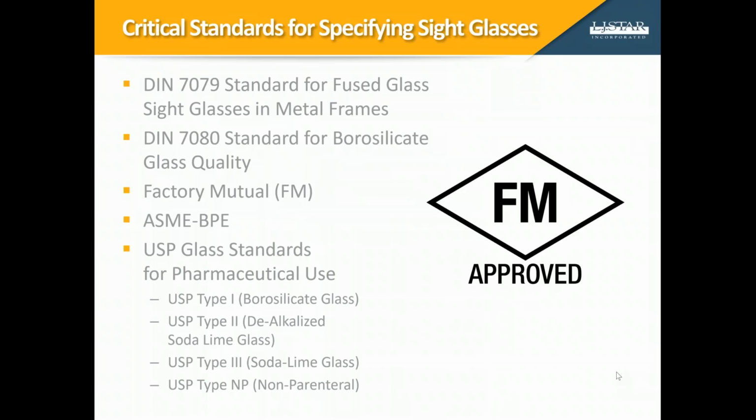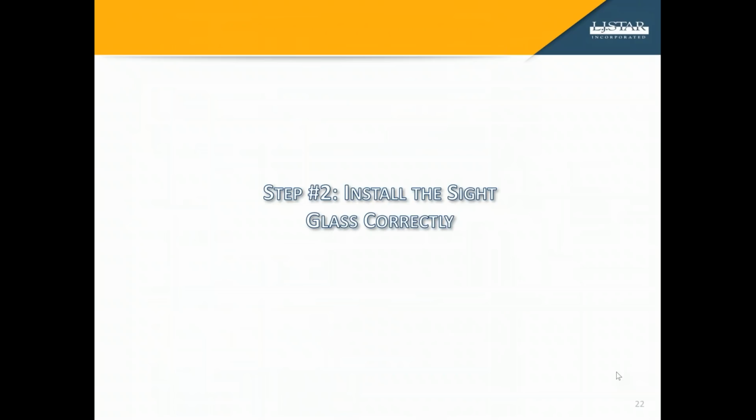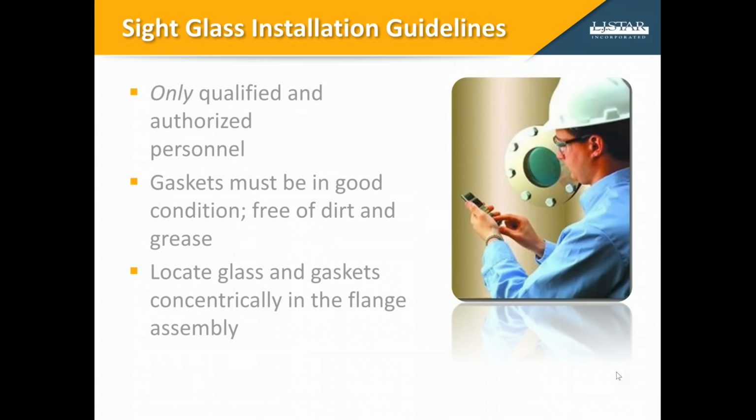These are the critical standards you'll see cited on sight glass data sheets. DIN is a German standard, ASME is the American Society of Mechanical Engineers, and BPE stands for Bioprocess Engineering. Now we can move on to step 2, installation. The operating safety of sight glasses depends to a great extent on installing them correctly.